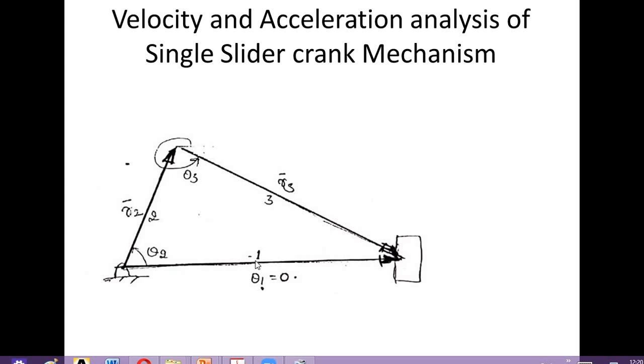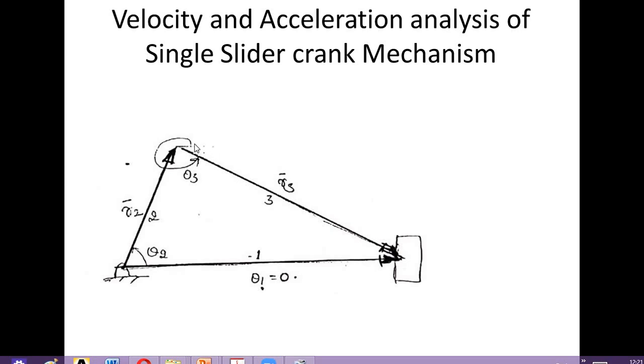Here the first link is the fixed link, which is making an angle of 0 degrees. Why? Because it is horizontal. The second link is the crank, which is making an angle theta 2 in the anti-clockwise direction, and the third link is the connecting rod, which is making an angle theta 3.